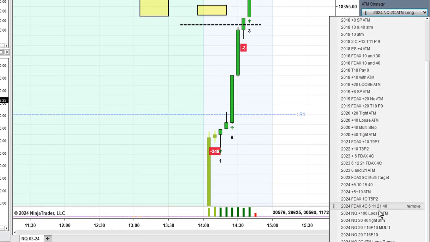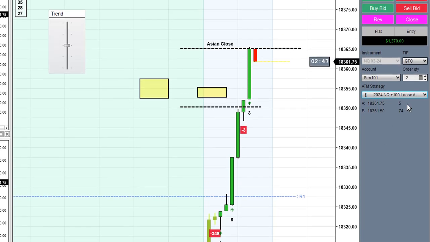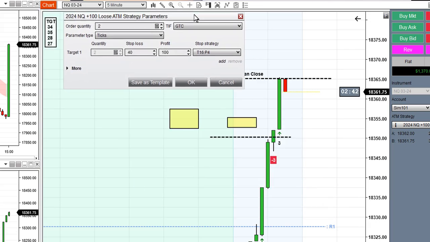So all the way down here, guys, in my list of ATMs, I've got 2024 NASDAQ plus 100, with a loose ATM. Let me break that down for you. How do we break it down? We simply come in here and push the edit button, and I'll explain exactly what that ATM is.